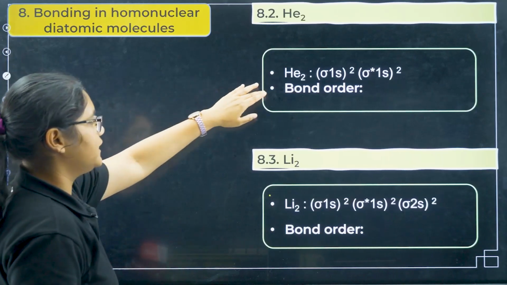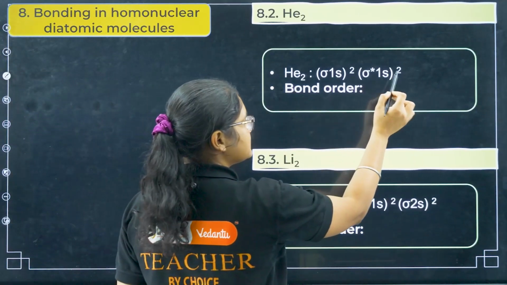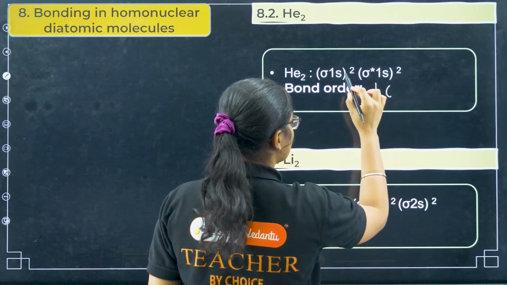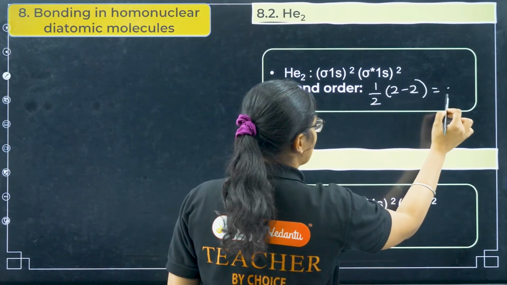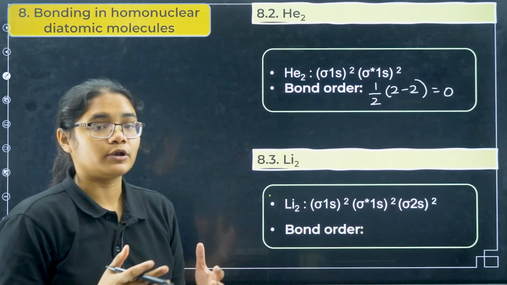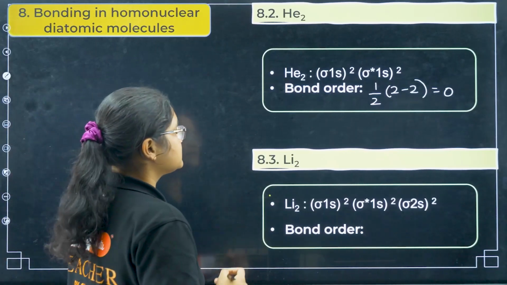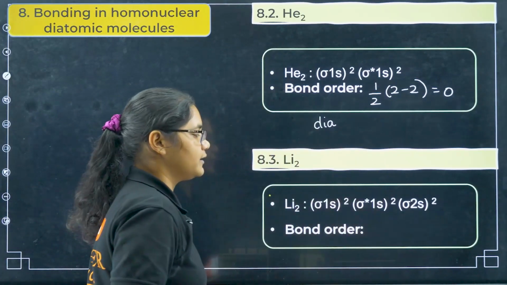If you see He2, total 4 electrons, right? So sigma 1s and sigma star 1s. If I see the bond order, half of bonding electrons minus anti-bonding electrons, it is 0, right? So bond order 0 means the molecule does not exist. So you can see helium 2 does not exist. And what is the magnetic nature? No unpaired electron, again this is diamagnetic.